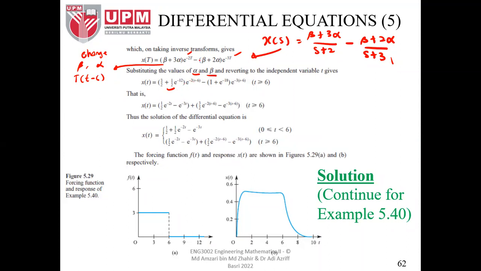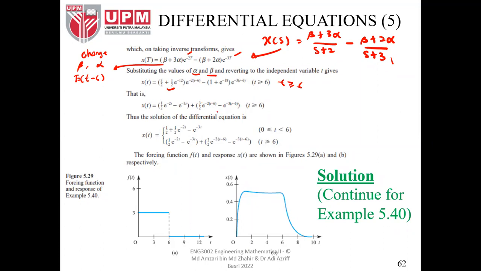Then negative 2t, the big T is equal to t minus 6. You just change to t minus 6 minus beta. Okay, put the value of beta plus alpha plus 2 alpha. You simplify, you will get 1 plus exponent negative 18. So exponent negative t, the big T changes to t minus 6. So this is the condition for t bigger than 6. So when you simplify, you will get something like this.